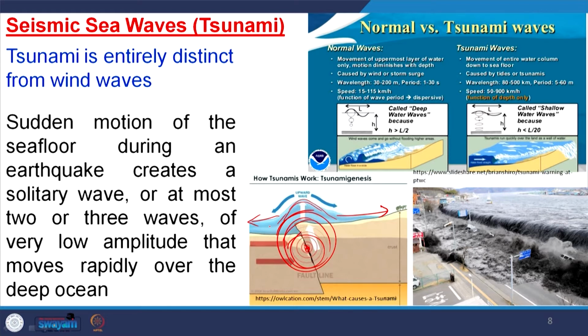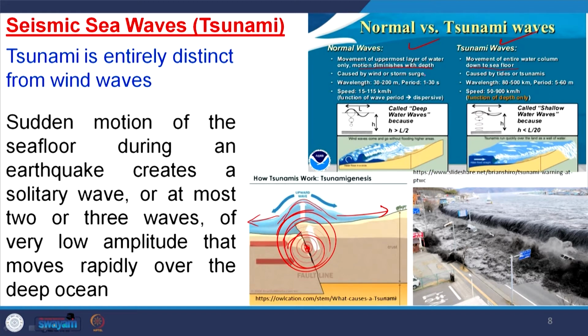But here we have to be very cautious in distinguishing whether the wave interacting at the coast zone is due to a tsunami, or due to a storm wave, or is a normal wave. That can be distinguished by careful observation. For example, here there is a comparison between tsunami waves and normal waves. In normal waves, only the uppermost layer of water moves, and motion diminishes with depth, but in tsunami waves, the movement involves the entire water column down to the sea floor; the whole water column is moving.